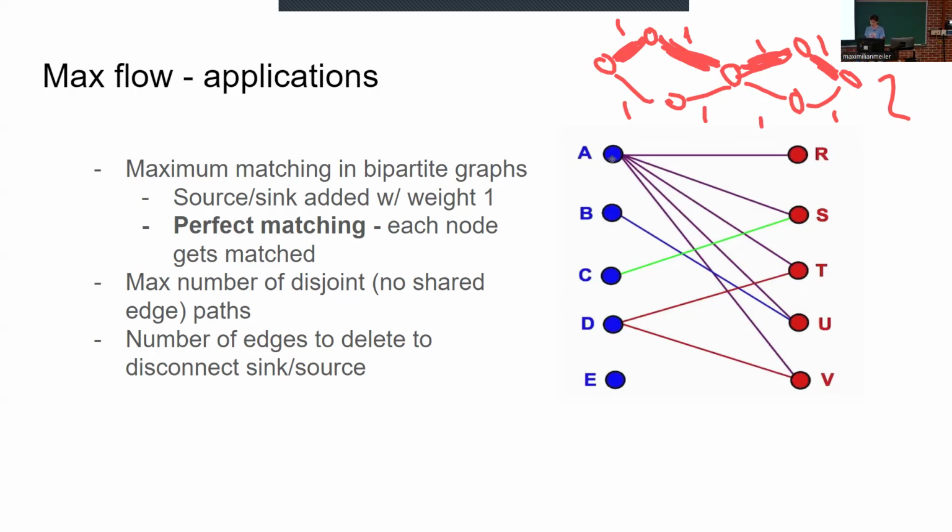So here, this is the counterexample for the quiz. Obviously the max flow is 2 here, but the number of paths that don't share vertices is only 1. But yeah.